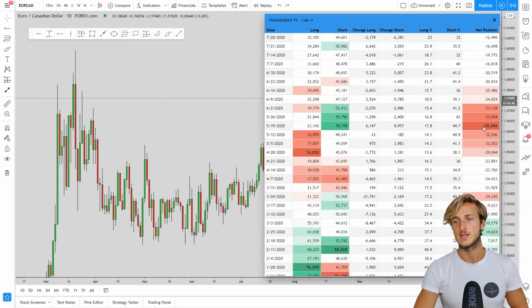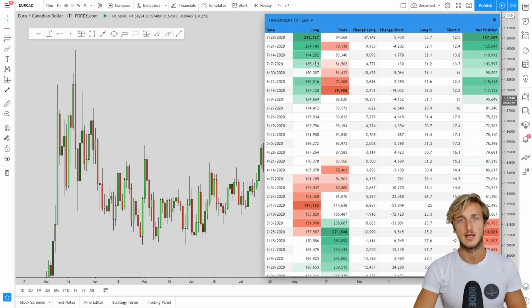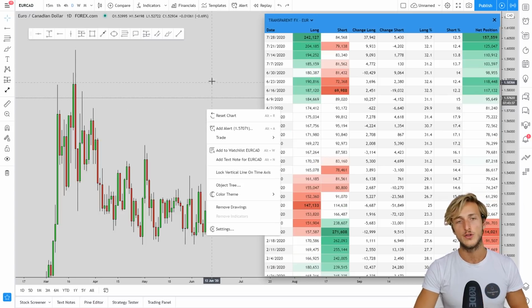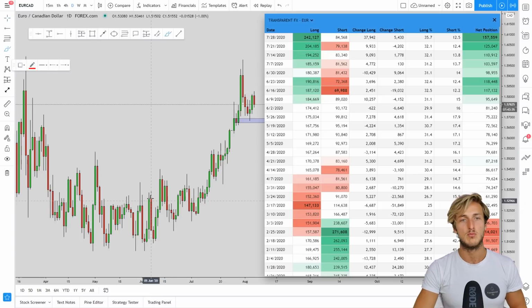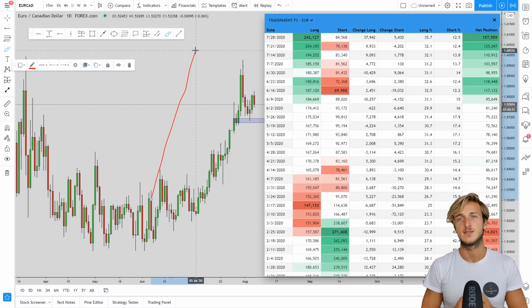In fact, we can see that the net positions went from minus 35K to minus 12K. So the CAD is getting bought and the Euro is getting bought as well. However, on the Euro, we can see that the move to the upside actually already happened. If we check, for example, EURUSD has been trending to the upside extremely aggressively.